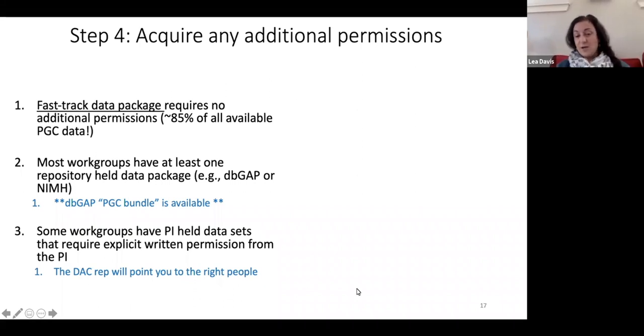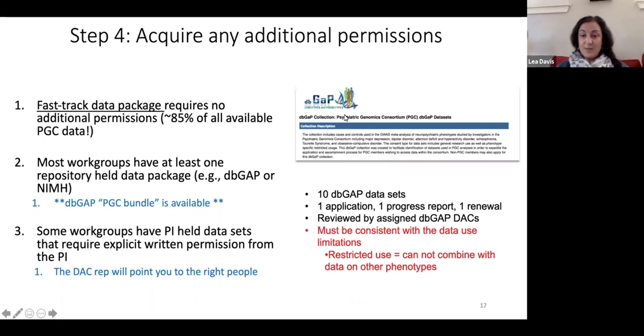We also have contact information embedded directly into the data access portal so that you can contact individuals who hold the data that you are interested in accessing. So one thing to note is that we do have a dbGaP collection. So we worked with folks over in dbGaP to basically bundle all of the PGC data sets that required dbGaP permission for access. And so what this means is that we now have a collection of 10 data sets that dbGaP holds that all require permission from dbGaP to use.